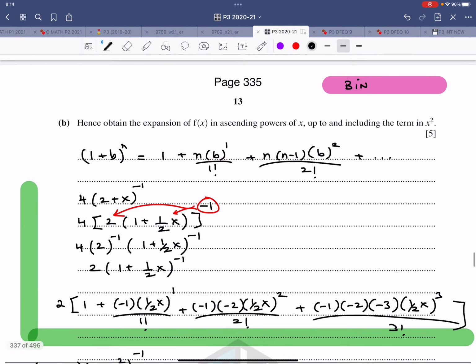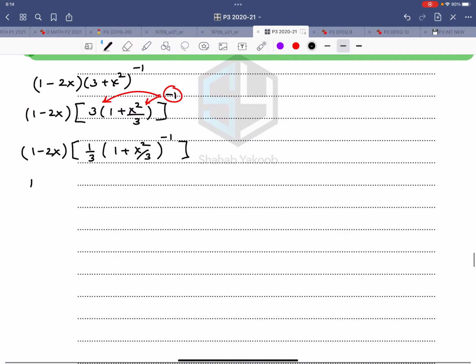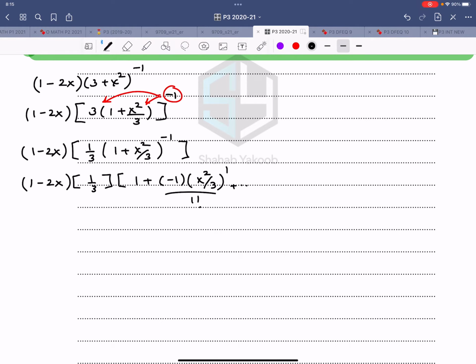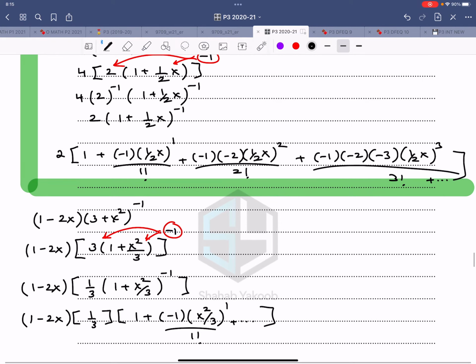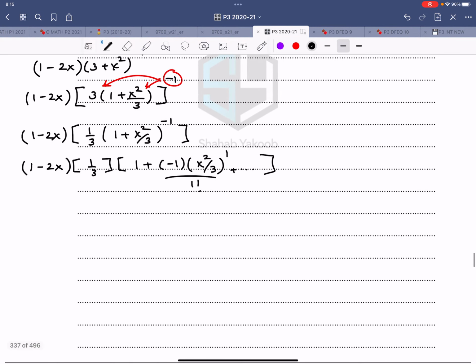So this is 1 minus 2x. And this is 1/3. And this is multiplied out. This is 1. And this is minus 1 into x square over 3 raised to power of 1 over 1 factorial, and you simplify it like this. Why do I write this plus and a dot dot dot? That means there are many terms. It's an infinite series, but we are stopping at this particular instant.